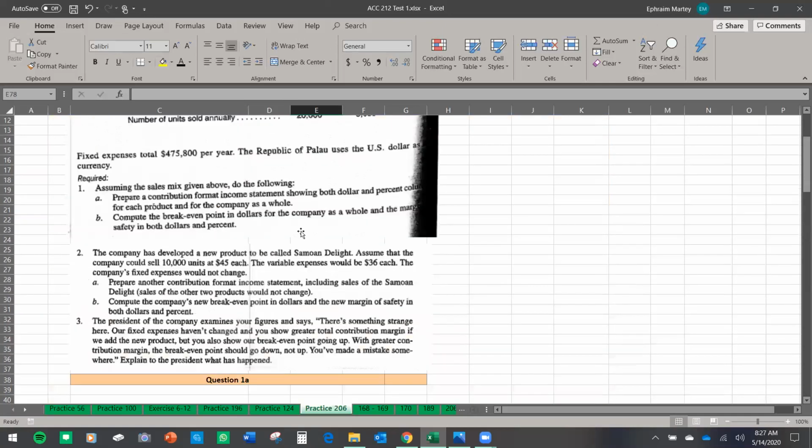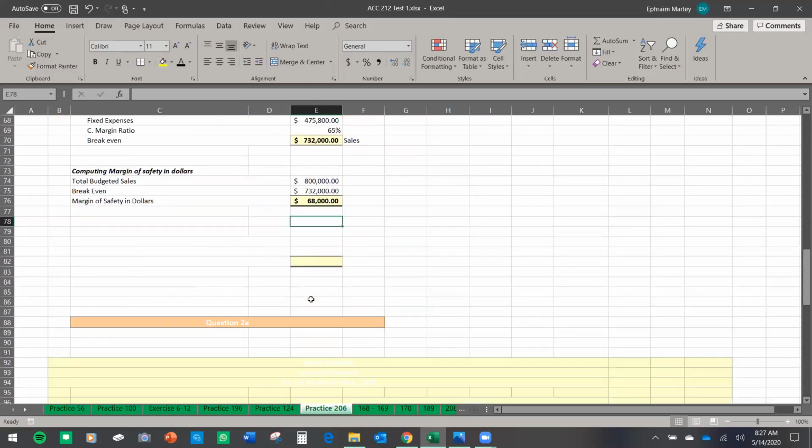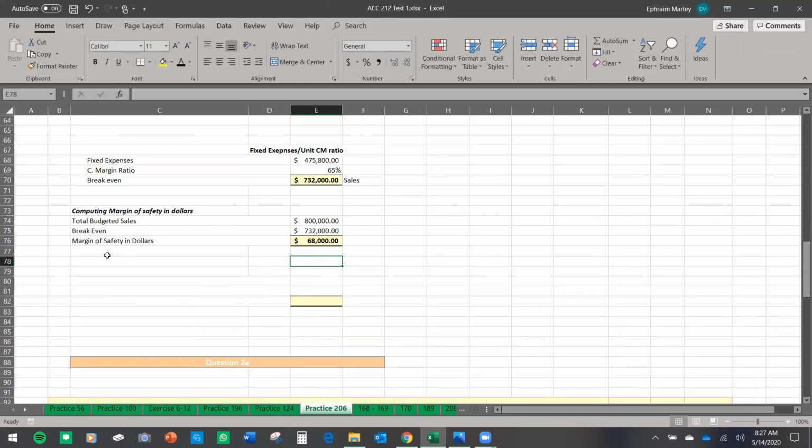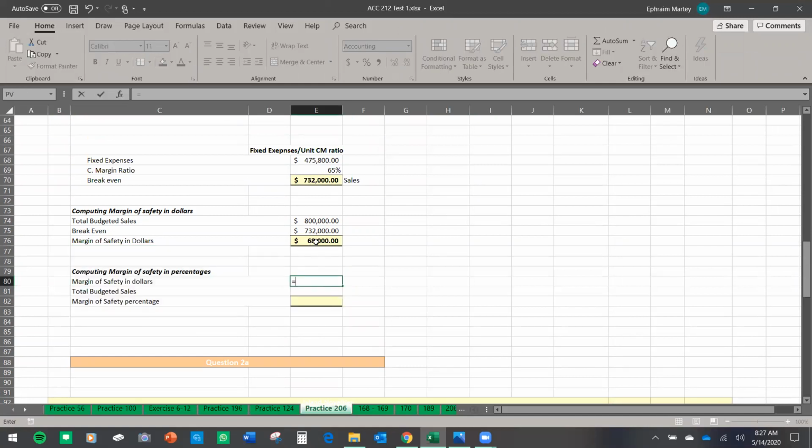I think that's what it is, in percentage. Yep. And so in percentage, we need to find our margin of safety and our total budgeted sales, and we just divide. So I'm going to revert the formula. What is our margin of safety in dollars? We already have it here, 68,000. And what is our targeted sales? So we just flip the formula. That is 800,000. Okay, great. You divide those, and that should give us about 8.5%. So we have 8.5% for our margin of safety. So we need to sell at least 8.5% to be away from our break-even point.